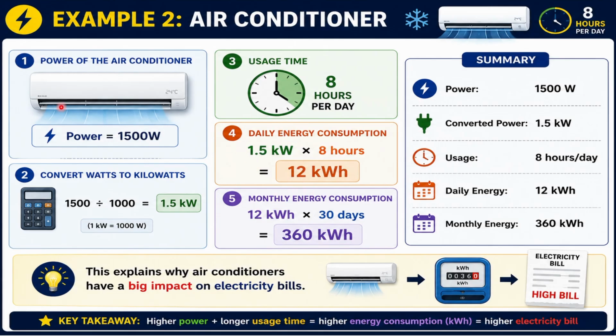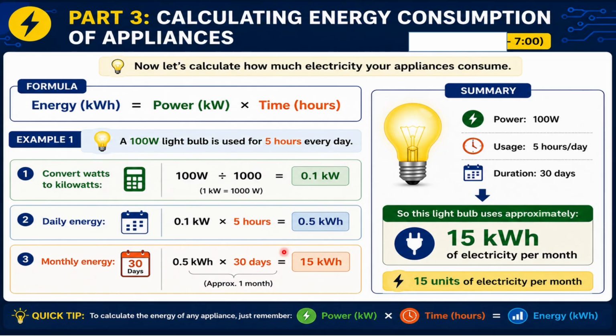And if we want to calculate the energy this AC consumes in a month, we are going to multiply that by 30 for 30 days. So we're going to have 12 kilowatt hour multiplied by 30, and we're going to have 360 kilowatt hour. That is the monthly electricity consumption, right? And this also explains why air conditioners have a big impact on electricity bills, because they have very high power and therefore consume way more electricity if you use them for long amounts of the day.